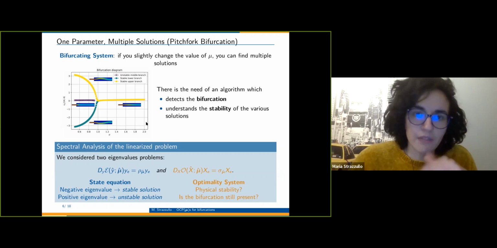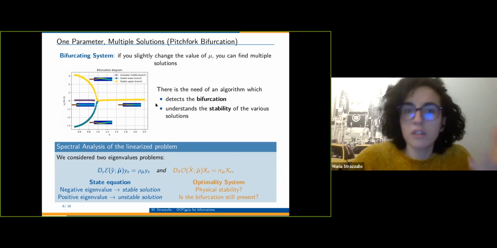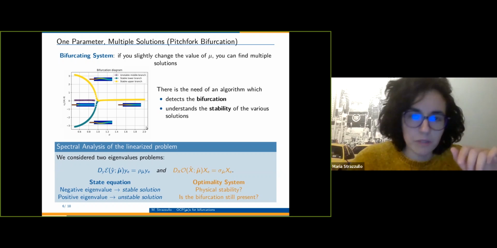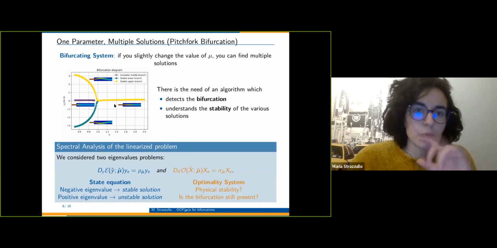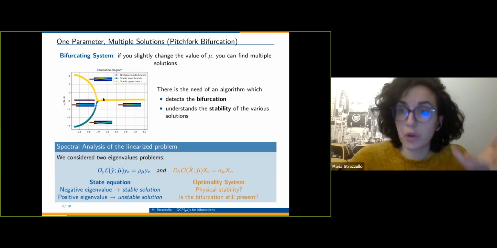What you have is that you are plotting a quantity of interest. Here we have, for example, the vertical velocity at a point. And you see that for high diffusivity, you have only one solution, but then something bad happens around 0.96, as I told you before, and three solutions coexist. Two are physically stable, the upper branch and the lower branch here, and one is unstable. Great. So you need to detect the point and also understand the stability of the solutions.